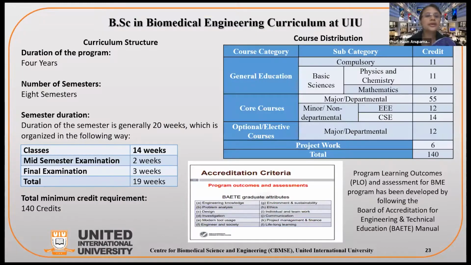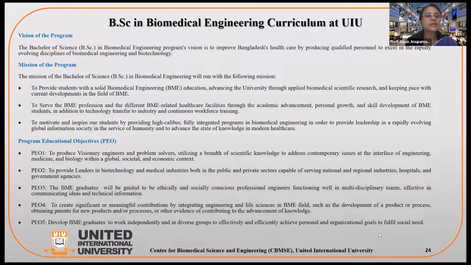Here, this is the BSc program. It is 19 weeks per semester, with 140 credits, 8 semesters, meaning 4 years. As with engineering, it must be followed, but developed by the Board of Accreditation for Engineering and Technical Education manuals. Here you see the same thing: this program must have a vision, a mission, and PEOs.